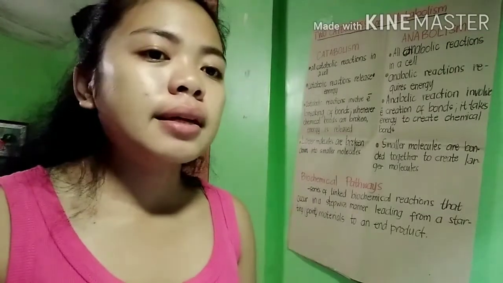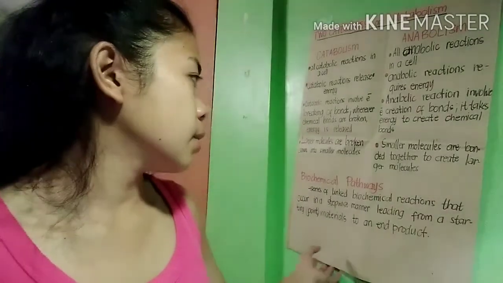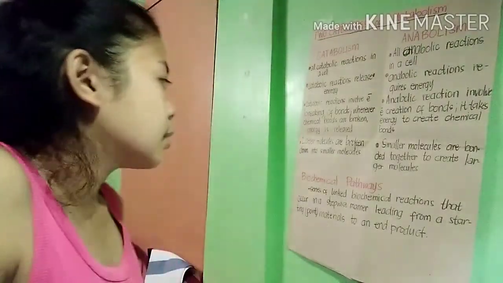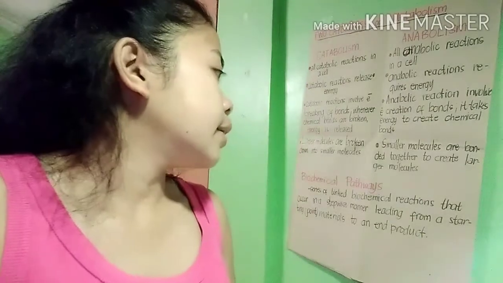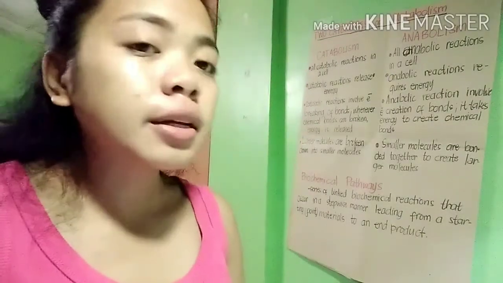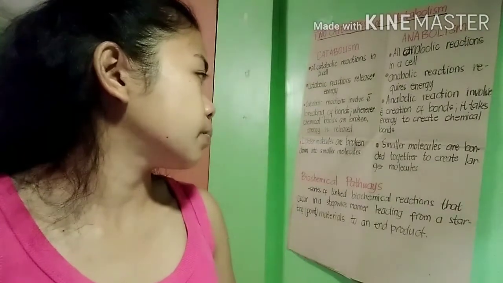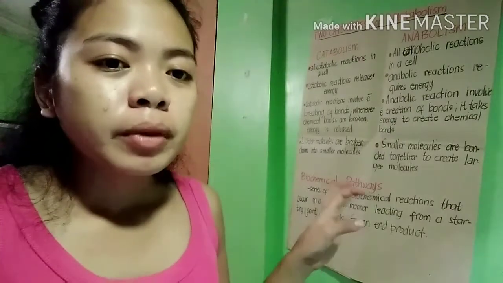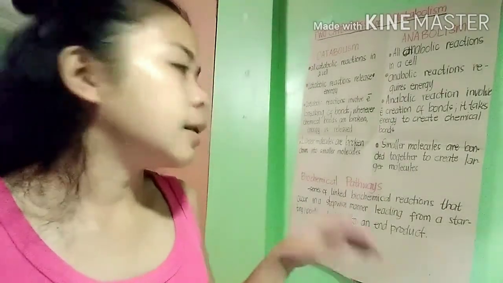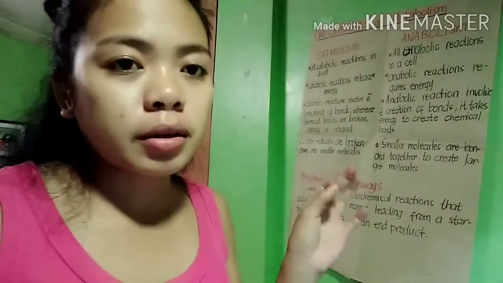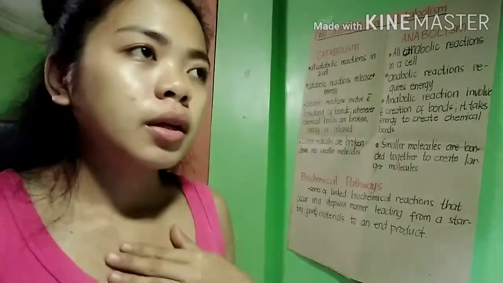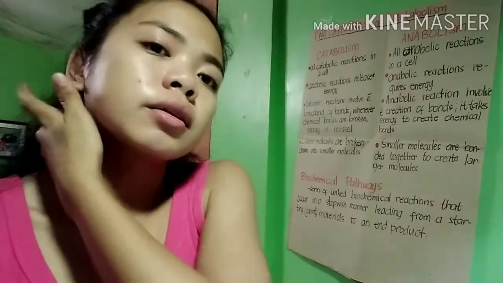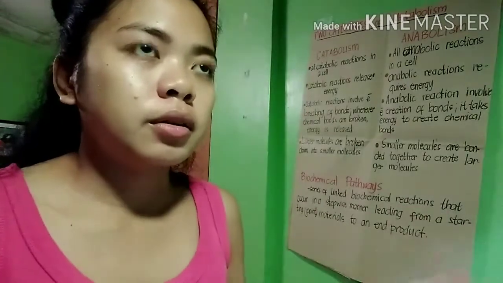The next is the biochemical pathways. Biochemical pathways are a series of linked biochemical reactions that occur in a stepwise manner, leading from starting materials to an end product. These reactions happen in a stepwise sequence, so they cannot be reversed. The result must be what is expected.